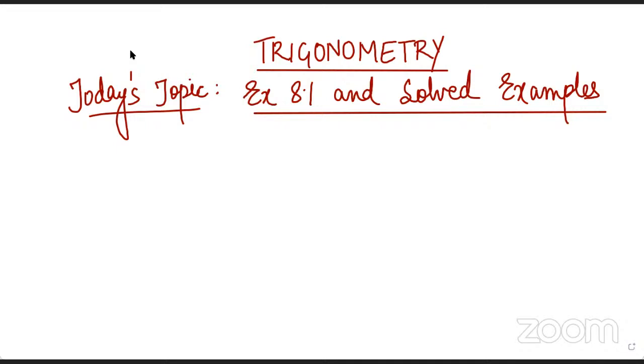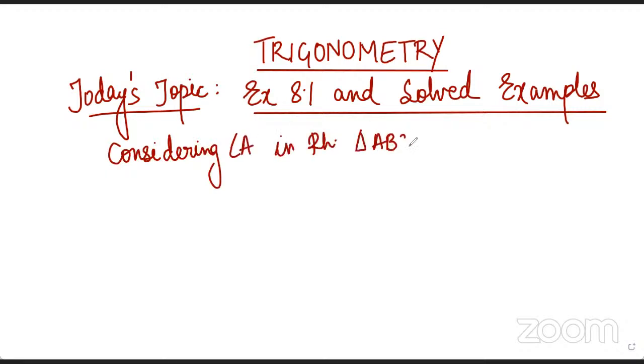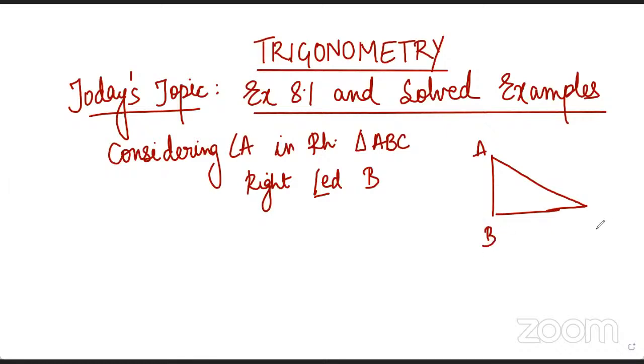Yes, if I am considering angle A in right triangle ABC, right angled at B, and this is my right triangle ABC, what would be the sine of angle A, or what would be sine theta if A is my theta? Yes, who would like to answer the question? Quick.